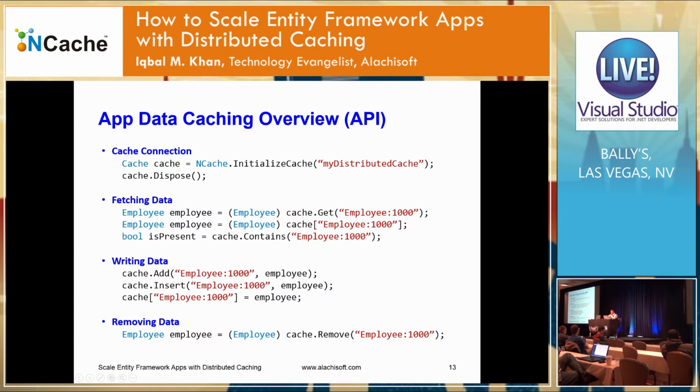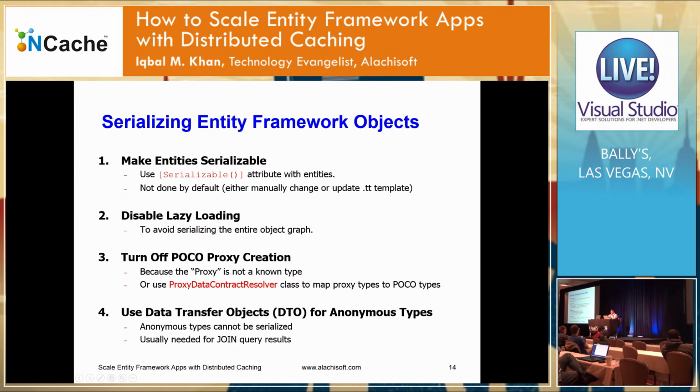So when you're going into Entity Framework, let's say you're going to take the approach of programming, making the API calls. What are the things that you need to make sure that you do? First of all, every object that you want to cache has to be serializable. So when you generate those entities in EF, make sure that the serializable attribute is there. If not, then you may have to modify the templates to do so.